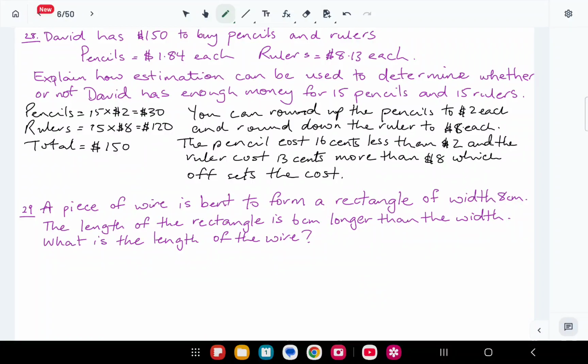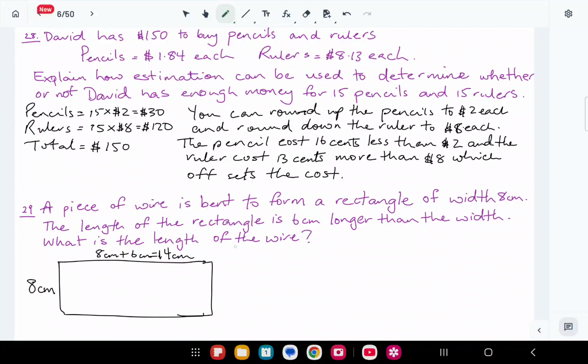Alright, number 29. A piece of wire is bent to form a rectangle with a width of 8 centimeters. They said the length of the rectangle is 6 centimeters longer than the width. What is the length of the wire? So if you form a rectangle, let's draw it out here. Basically what they're asking you is the perimeter, the distance around the rectangle. The width is 8 centimeters and the length is 6 centimeters longer than the width. So that means it's 8 centimeters plus 6 centimeters, which is equal to 14 centimeters.